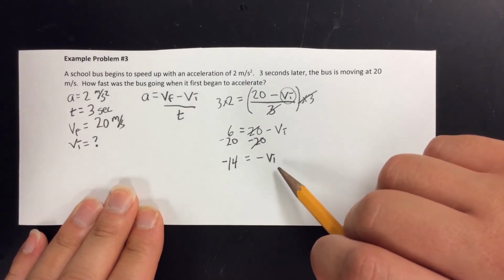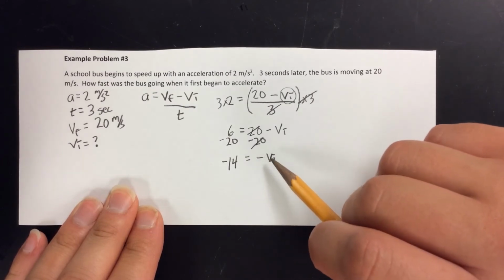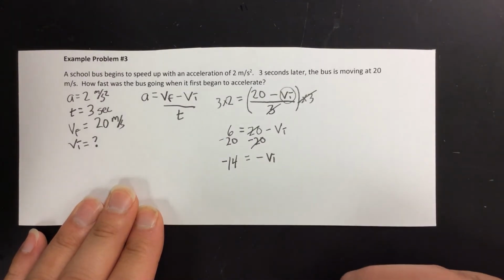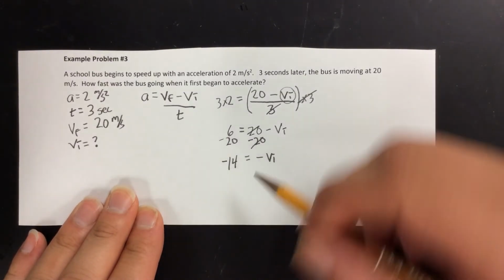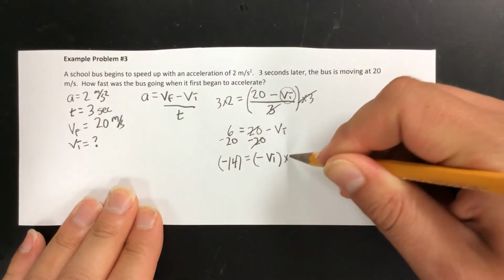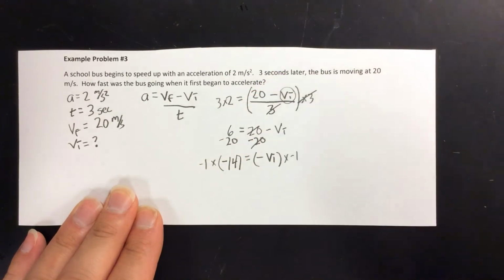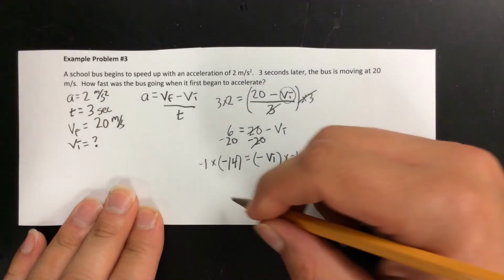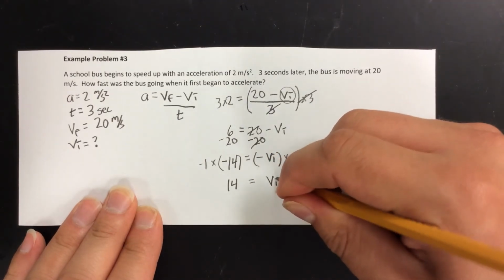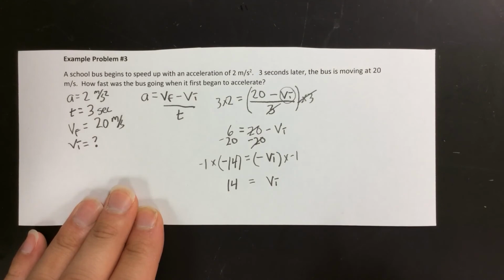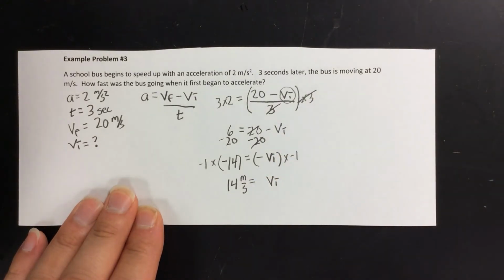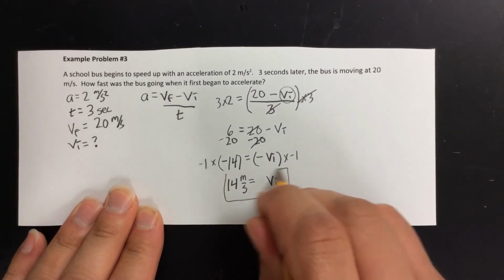Now, you'll notice that we don't want to know negative VI. We want to know positive VI. So all we have to do is flip the signs. Now, there's more than one way of doing this. But the way I'll do it is I'll multiply both sides by negative 1. And if we multiply both sides by negative 1, that should flip the sign. So it will give us positive 14 equals positive VI. And then we just need our units. So that will be meters per second because it's a velocity. And we box our final answer.